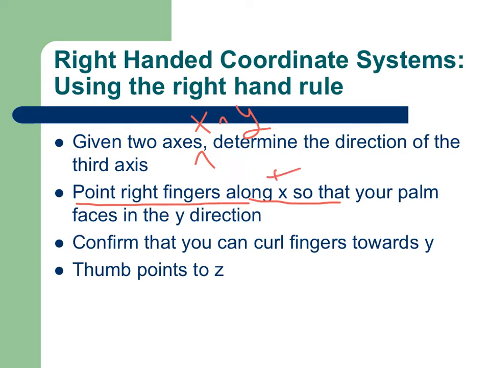And then you adjust your fingers. Of course, there's an infinite number of positions where you can have your hand so that the fingers are pointing in the positive X position. But what you want to do is adjust your hand so that your palm is facing in the Y direction. So your fingers are pointing along positive X, and your palm is facing in the positive Y direction. And if you hold your hand that way, then you should be able to curl your fingers from X towards Y. And if you do that, your thumb will naturally point to Z.